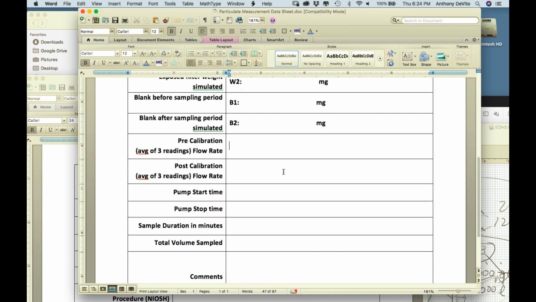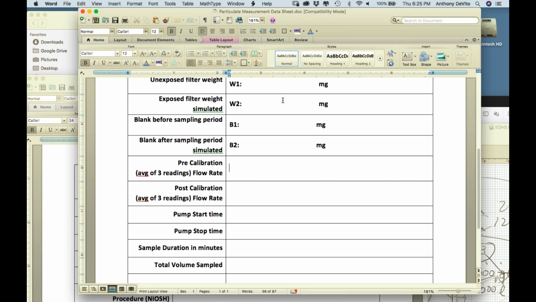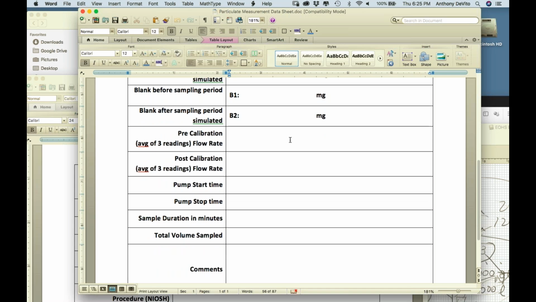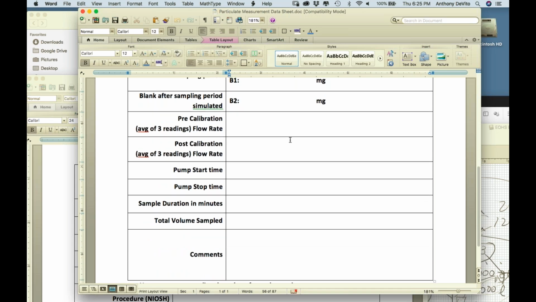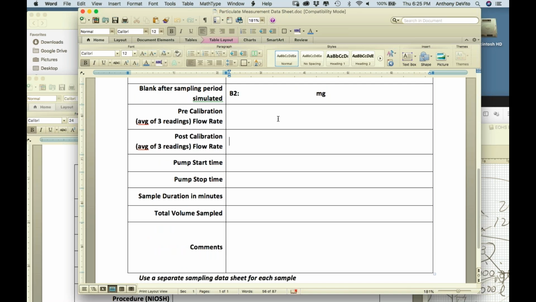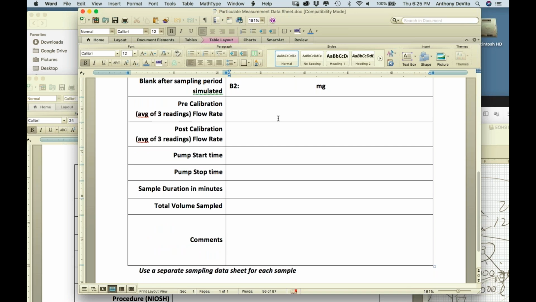Okay, so next, now that we've determined the weights of the filter before and after, in the procedures, they'll tell you how many blanks you should be doing. For instance, I think in asbestos, you're supposed to do 2 blanks for every 10 samples. New York City DEP may have different requirements, more or less, but depending on the procedure you're relying on, it might vary a bit. But I think for the NIOSH procedure, it's at least 1 or 2 per 10.